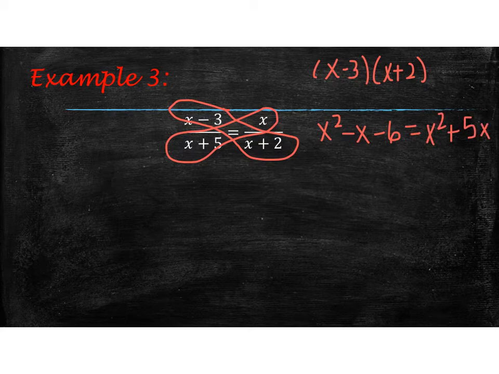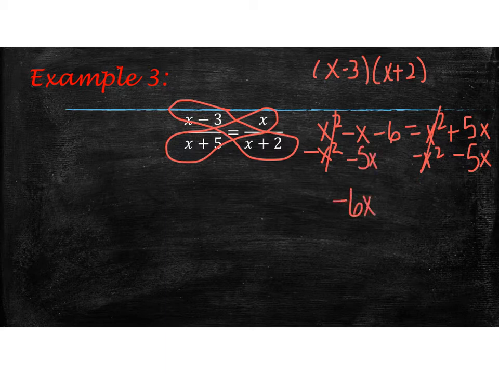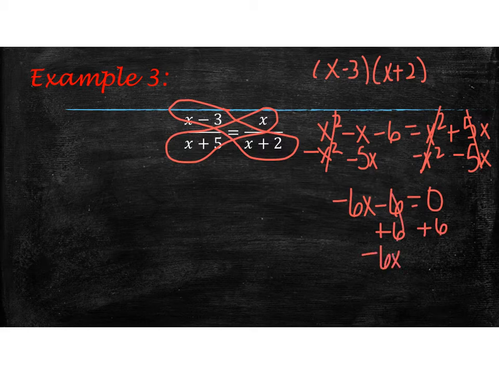Okay, get everything on one side. When you have quadratics, you have to get everything on one side of the equation. If I subtract x squared over here, that's going to cancel on both sides. Now let's go ahead and subtract the 5x over here. So that would give you negative 6x minus 6 equals 0. Now let's go ahead and add the 6 over to the other side. Negative 6x equals 6, x equals negative 1.